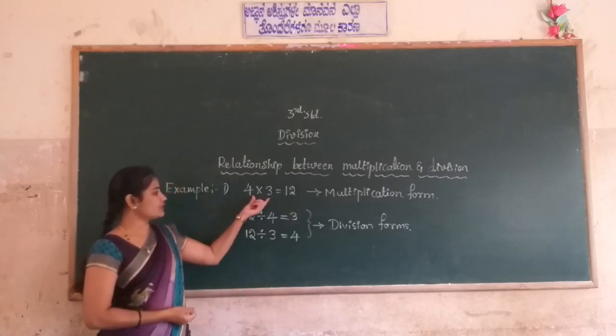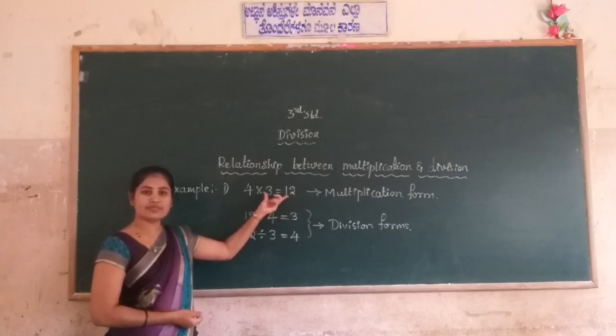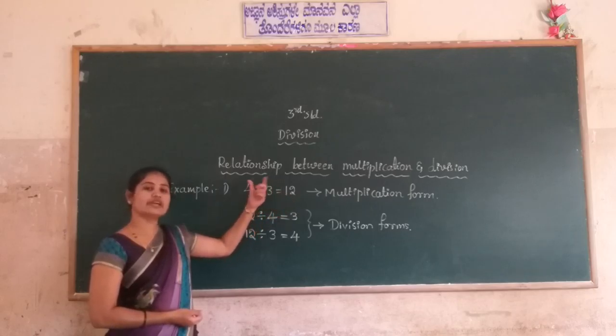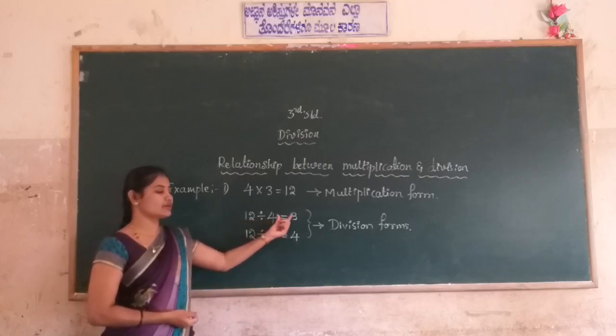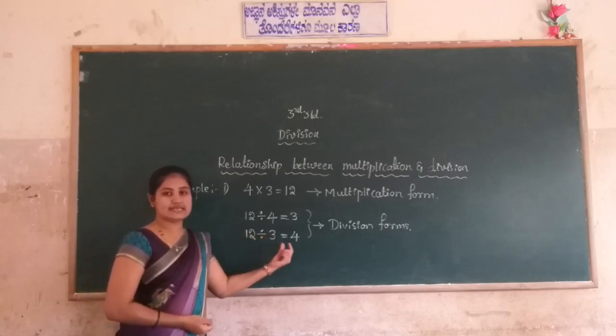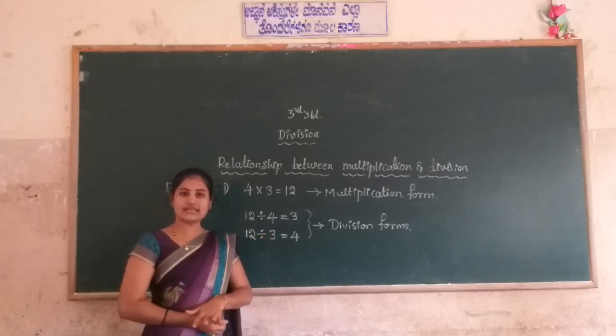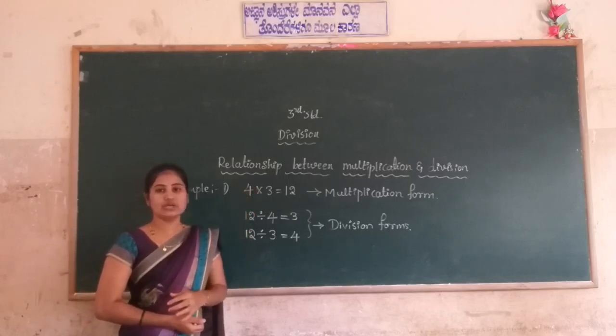4 threes are 12. This is one multiplication form. This multiplication form we converted into division form. 12 divided by 4 is equal to 3, or 12 divided by 3 is equal to 4. These two are the division forms of 4 threes are 12.